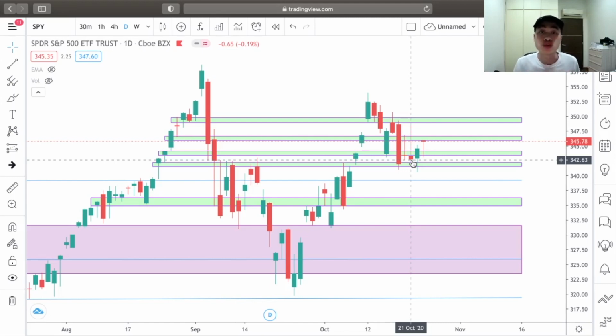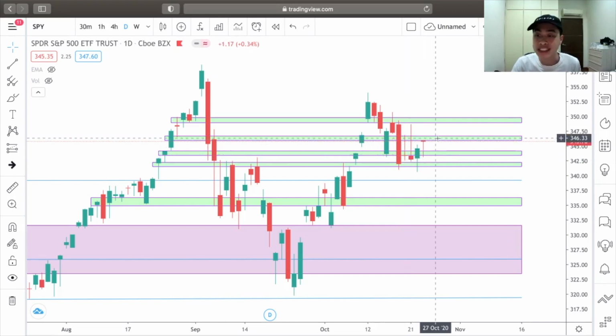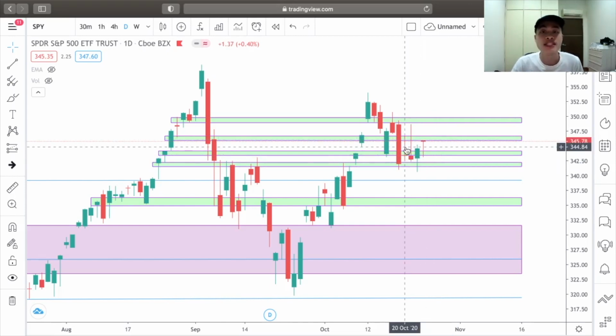But instead, what we saw on Tuesday and Wednesday was indecision in the markets. And after the bearish day on Monday, prices were trading in a range for the rest of the week. So prices were trading between around 346 and around 341. So you can see that when prices reached the upper part of the range, there was price rejection.